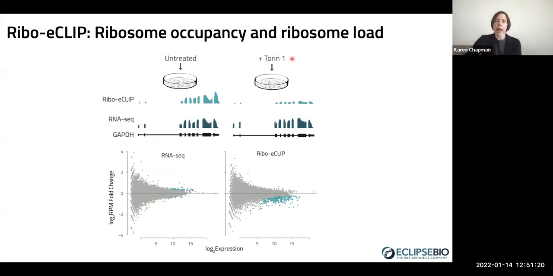Shown here is a classic translation inhibitor, taurin, which is known to affect translation of particular genes without affecting the level of the RNA, and that's what's shown here. So you can see on GAPDH here, the RNA-Seq is unchanged with the taurin-1 treatment, whereas in the RiboE-CLIP, you can see that diminution in ribosome loading on these transcripts, and that's shown transcriptome-wide here.